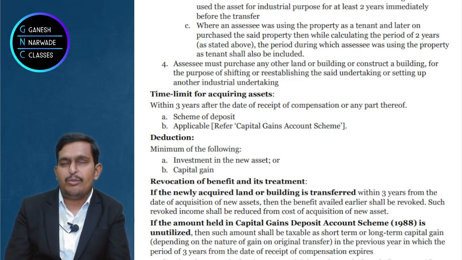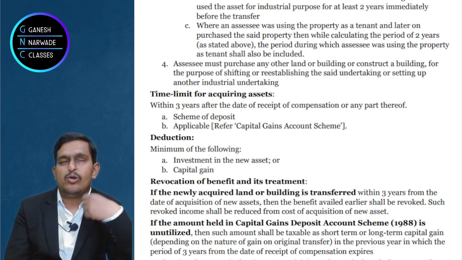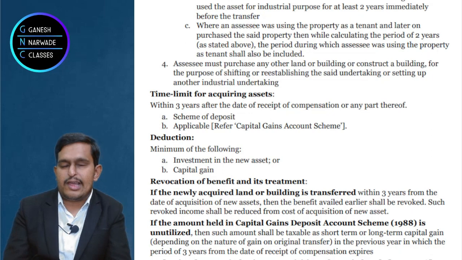The question is how much? The answer is minimum of the two. What are the two things? One is your capital gain, and second, amount invested in the new industrial undertaking. Why did I use capital gain? Because it can be either short term or long term. So what is the deduction under 54D? Minimum of the two: first one capital gain, second one amount invested in the new asset.